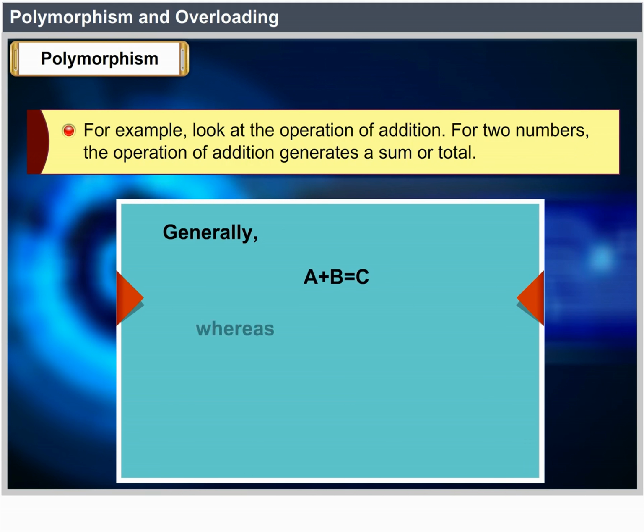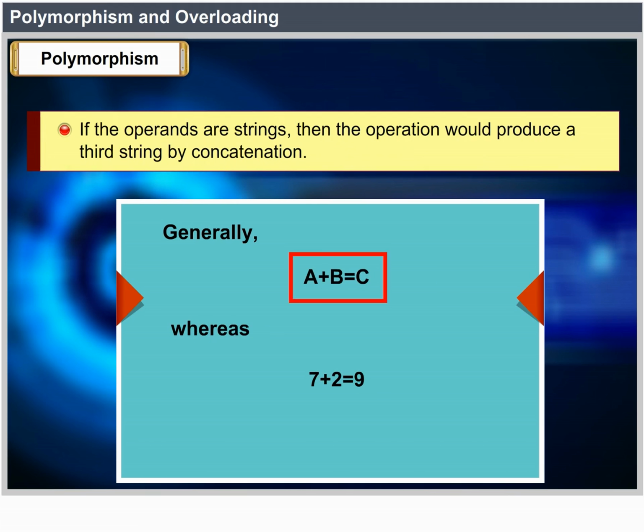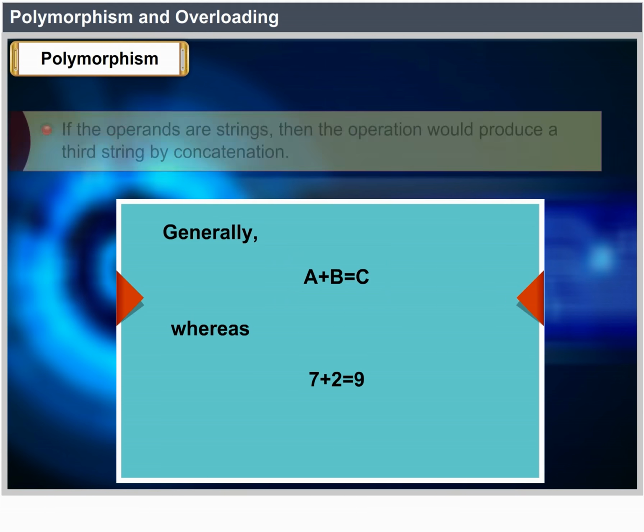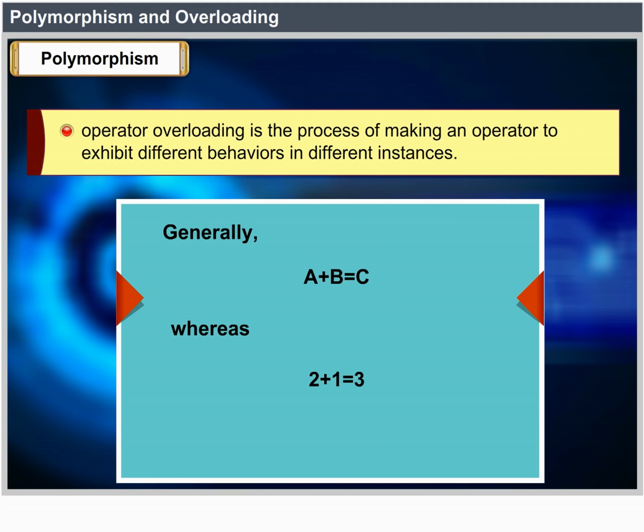For example, consider the operation of addition for two numbers. The operation will generate a sum. If the operands are strings, then the operation would produce a third string by concatenation. The process of making an operator exhibit different behaviors in different instances is known as operator overloading.